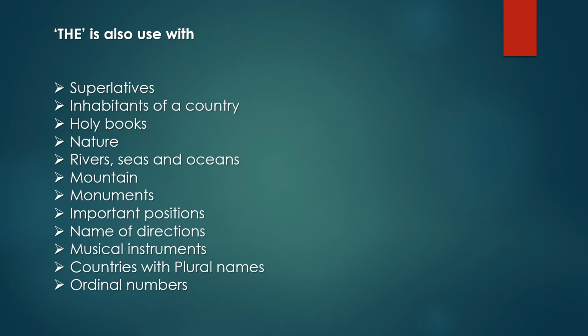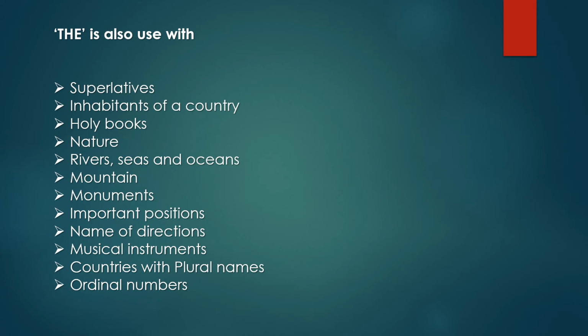Rivers: the Ganga, the Krishna, the Thames. The Ganga is the longest river of India. Okay, seas and oceans also: the Arabian Sea, the Pacific Ocean. Mountains: the Himalayas, the Nilgiris, the Alps. Important positions, for example, the president visited India. The president, the prime minister, the chief minister, the class teacher, the monitor, you can say the principal. Okay, so these are important positions before which we will use "the".